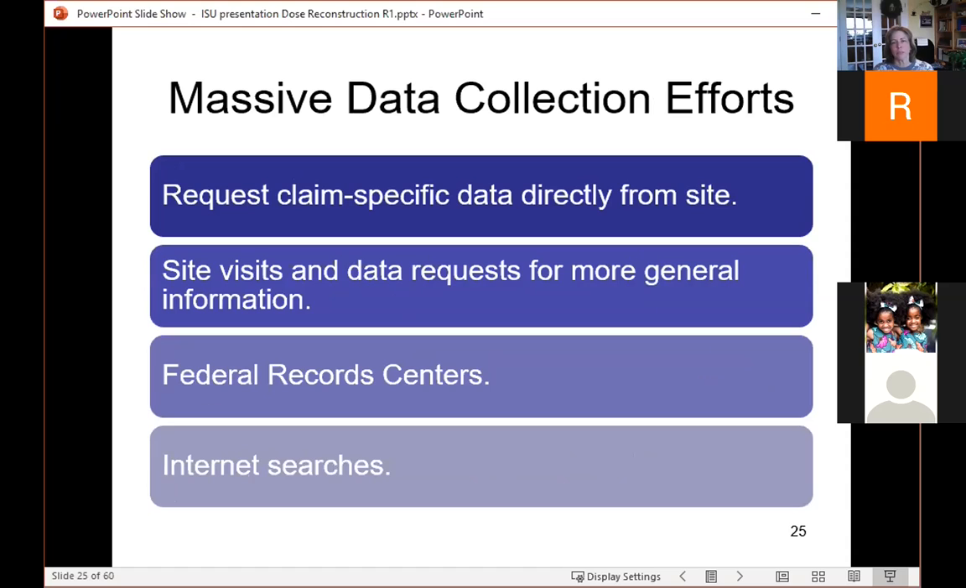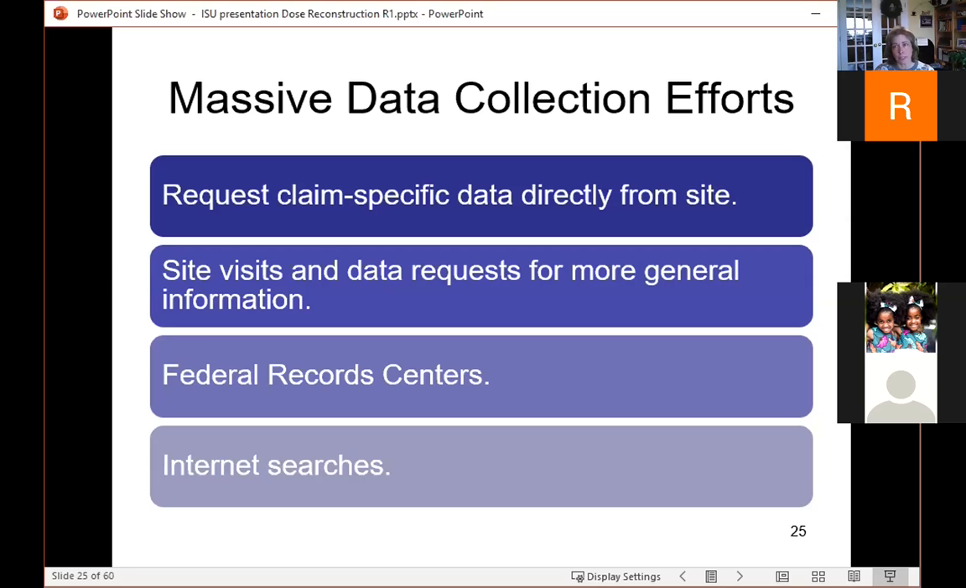So as you might imagine, we need a lot of data. As I mentioned, there's about 300 covered facilities. We have a group devoted to data collection. For an individual claim, a request goes to the site. If it's a DOE site, obviously, we can't do this with AWEs that did a short amount of work and in many cases didn't do any monitoring, at least not internal monitoring. But for the larger sites, a claim-specific request goes to the site and they gather up all the information for the person, all the records, all their exposures, and send those to us.